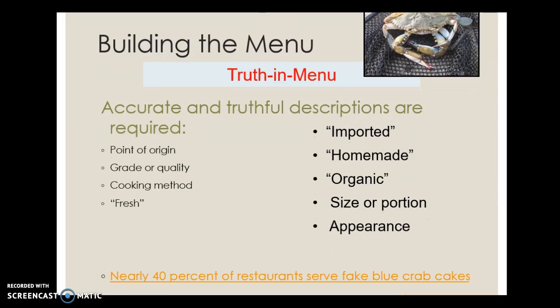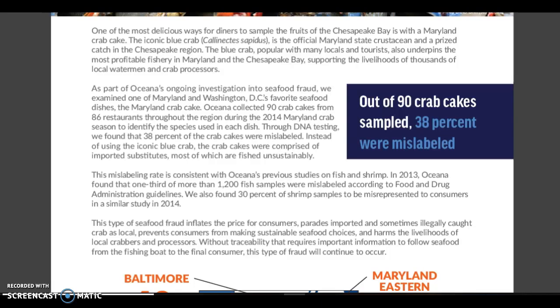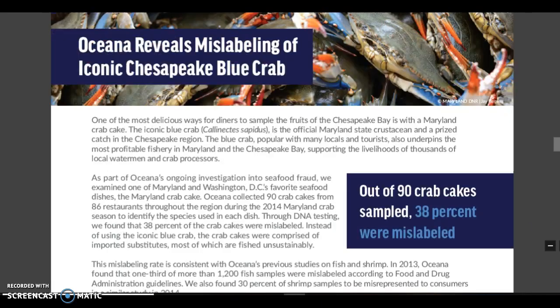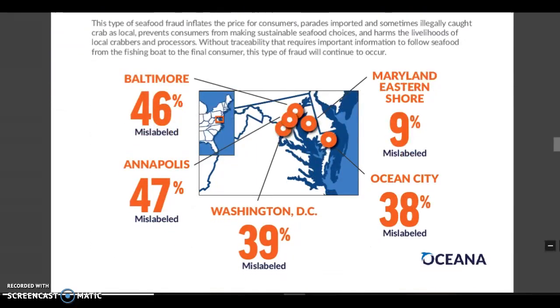What's really interesting is a friend of mine actually, and this link will take you to the article. He was part of a study that was done in Maryland about the crabs that were being served in Maryland restaurants. A company called Oceana found out that a large amount of crab cakes that were being served in restaurants in Maryland, and were advertised as Maryland crab cakes, actually did not contain Maryland blue crab meat.